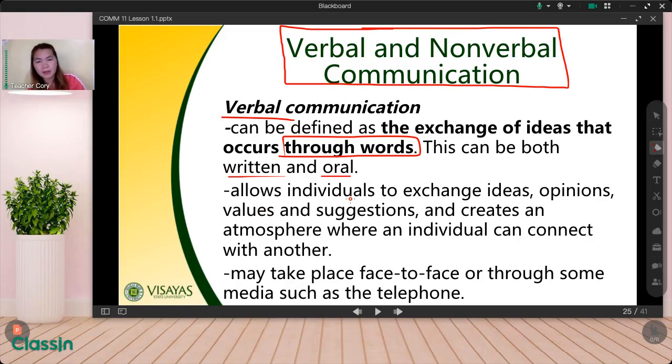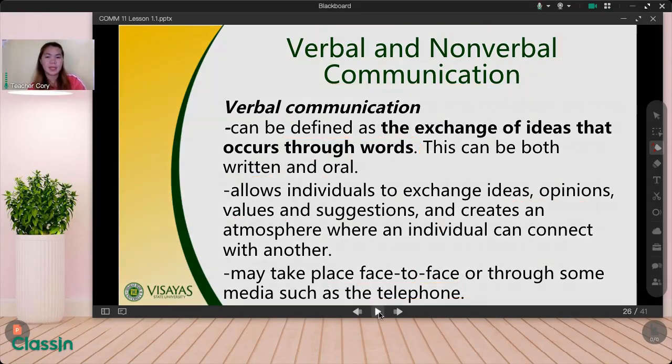It allows individuals to exchange ideas, opinions, values, and suggestions, and creates an atmosphere where an individual can connect with one another. So this is still expressing, and there's a flow of message, but this time it's using words. It may take place face to face or through some media such as telephone. So it can be spoken, it can also be written, as long as there are words involved.